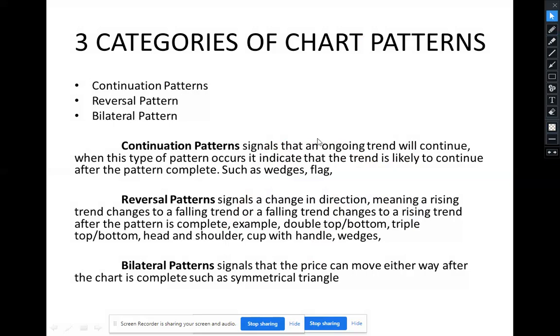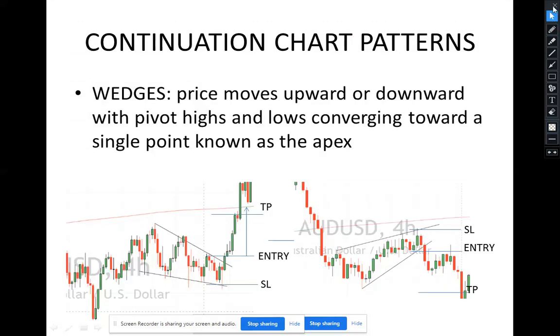So now let's discuss more. When we talk about continuation patterns, for example the wedges pattern, price moves upward or downward with pivot highs and lows. This is the high, this is the low, pivot highs and lows, converging toward a single point known as the apex. Look at this pattern. The market was moving upward and then started ranging inside this area.